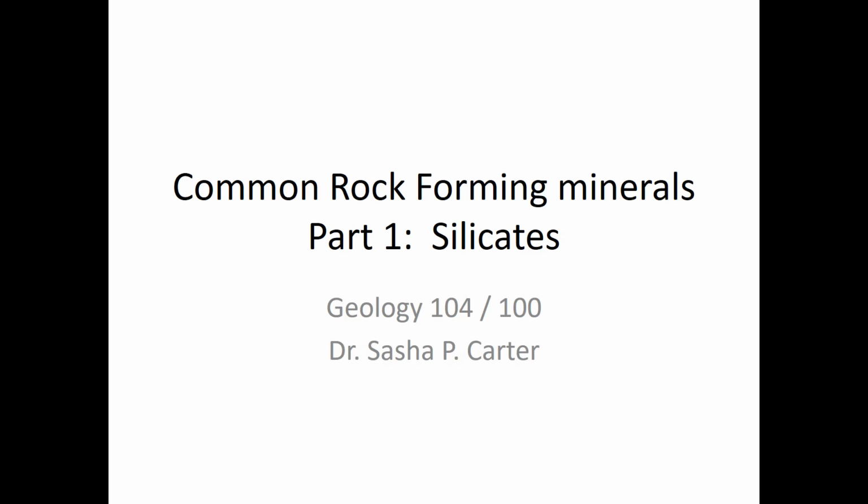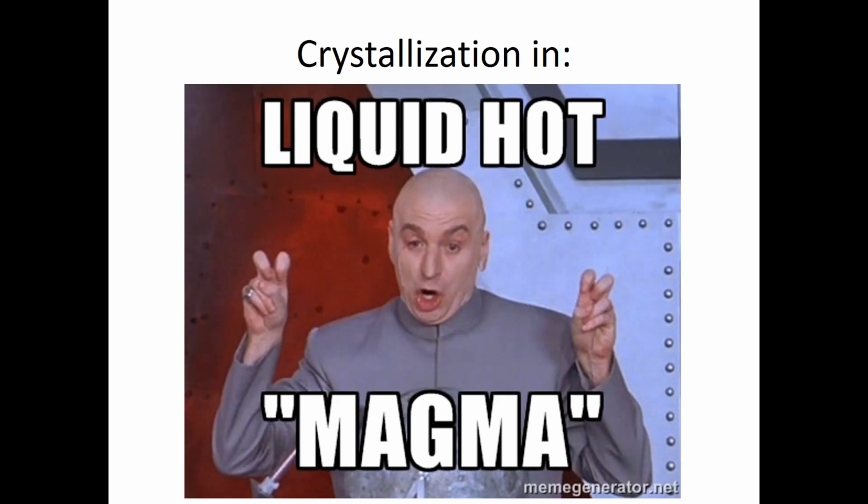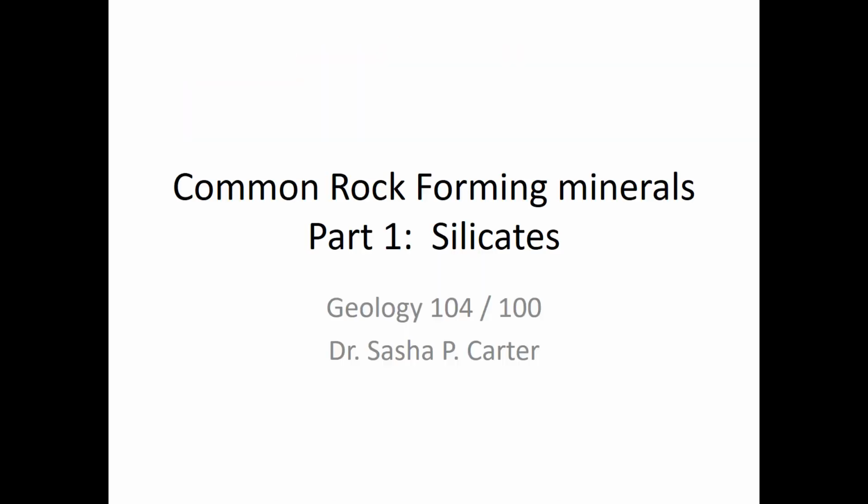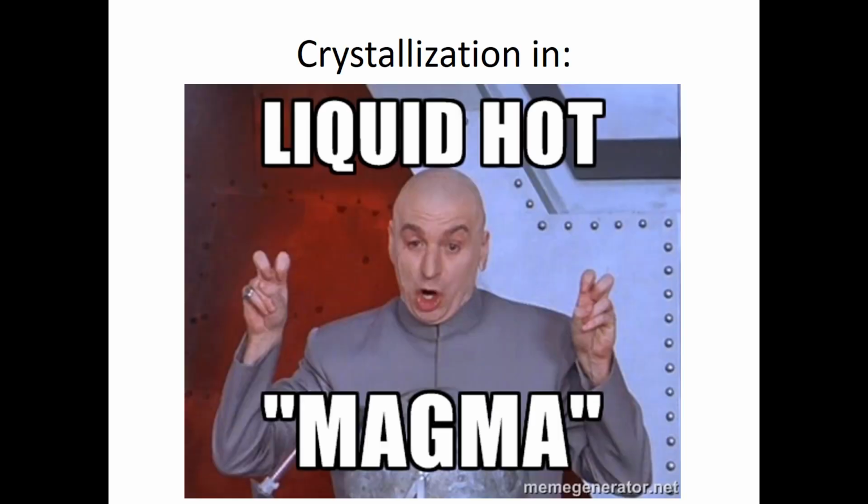So the first part of understanding the rock-forming minerals is looking at the most common minerals on Earth's surface. Given that the two most common elements on our surface are oxygen and silicon, the most common minerals are all going to fall into a class called silicates, which contain a silicon dioxide tetrahedron in some sort of shape. Now, these typically form, and most minerals start out in one way, shape, or form as liquid hot magma.